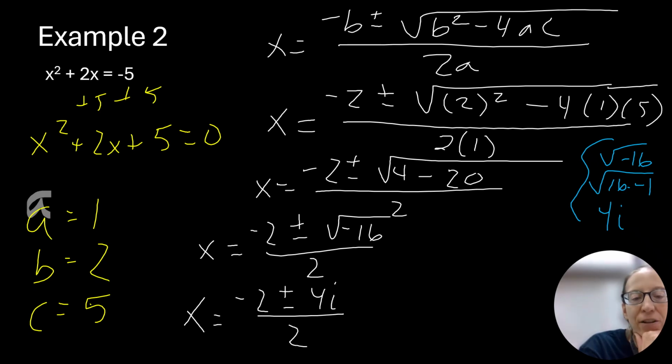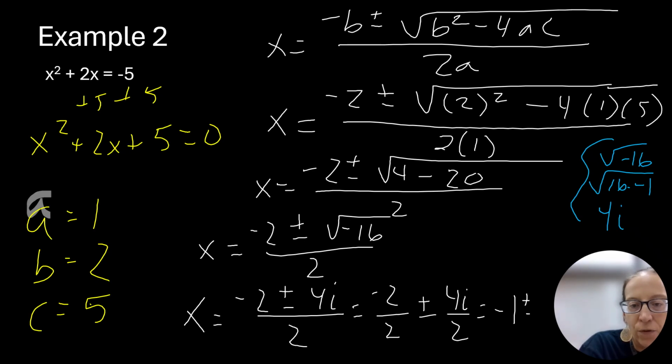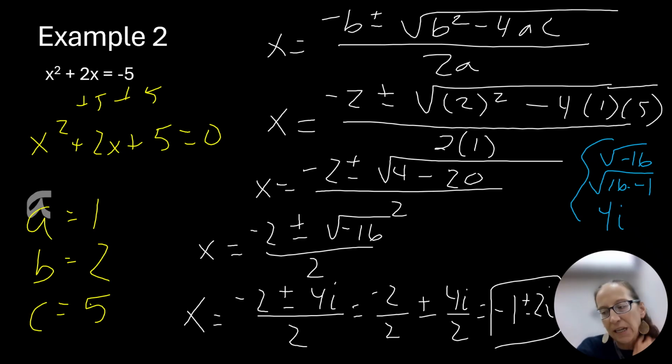And then this is actually pretty interesting. We can actually divide everything by 2. So the way this works out is we've got negative 2 over 2, and then 4i over 2. Negative 2 over 2 is negative 1, and 4i over 2 is 2i. And so the answer, like I've got it boxed in there, if you can't see it really well, is negative 1 plus or minus 2i.